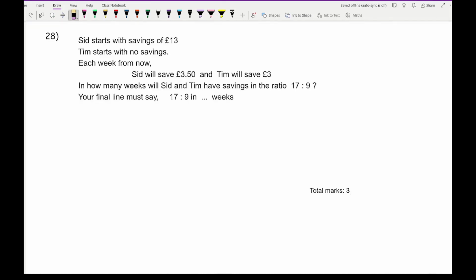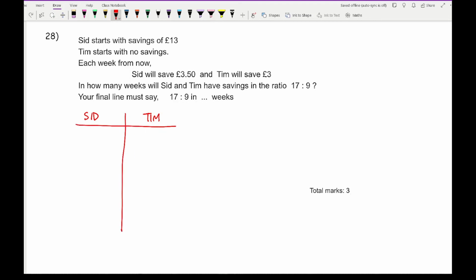So moving on to question 28, it says that Sid starts with savings of £13. Tim starts with no savings. Each week from now, Sid saves £3.50 and Tim saves £3. It says, in how many weeks will Sid and Tim have savings in the ratio of 17:9? Now for these questions, what we need to do is actually recognize the 17 times table and 9 times table. So if I start by setting this question up, I've got Sid and I've got Tim.